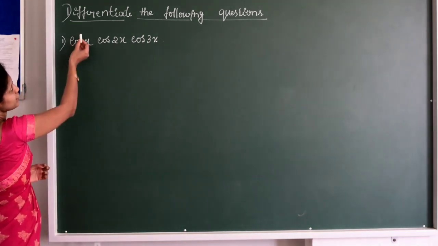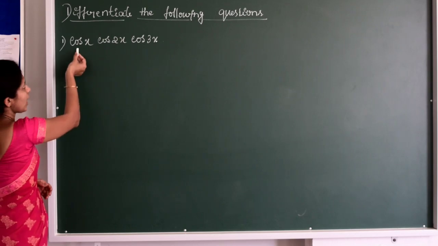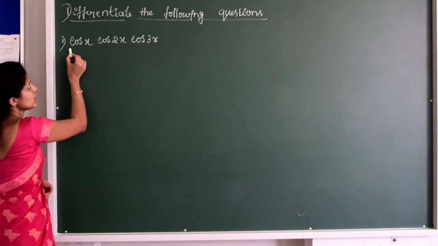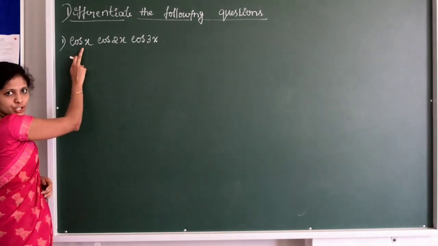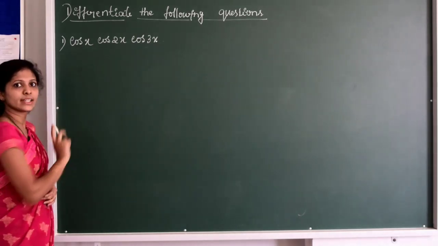The question is, differentiate the following functions. I mean, you have to differentiate this one. The question will be like this, only this much will be given to you. You have to differentiate this, cos x, cos 2x and cos 3x.